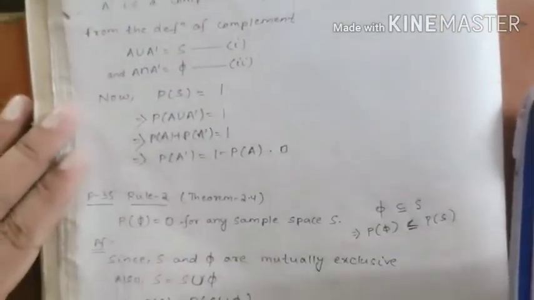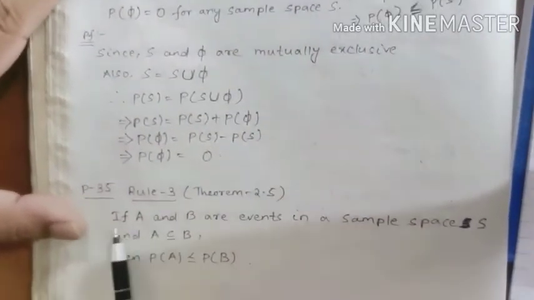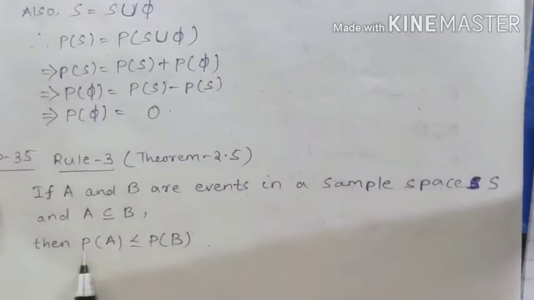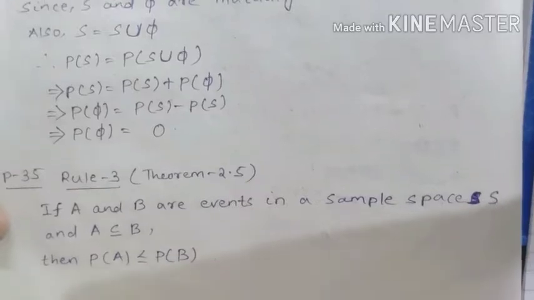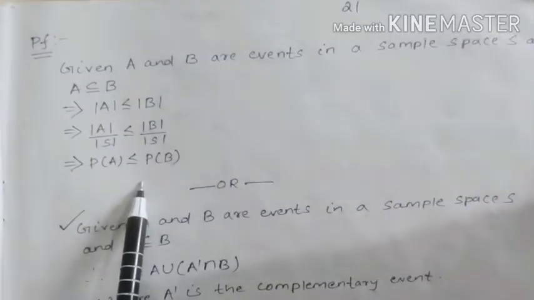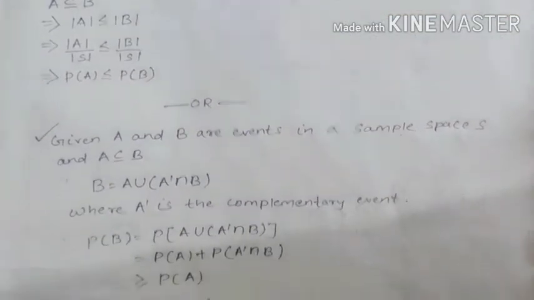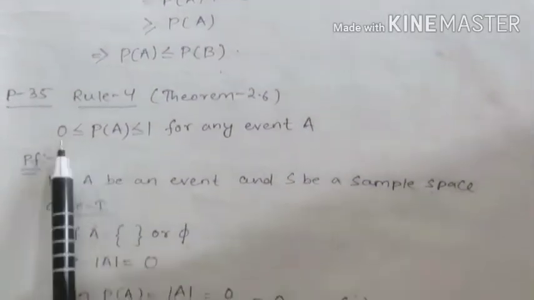Next one is rule 3. The proof is already here. If A and B are events of a sample space and A is a subset of B, then P of A is less than or equal to P of B. The probability of A must be less than or equal to P of B, as shown here. Similarly, we have to prove it the other way. Another one, rule 4: P of A lies between 0 and 1.